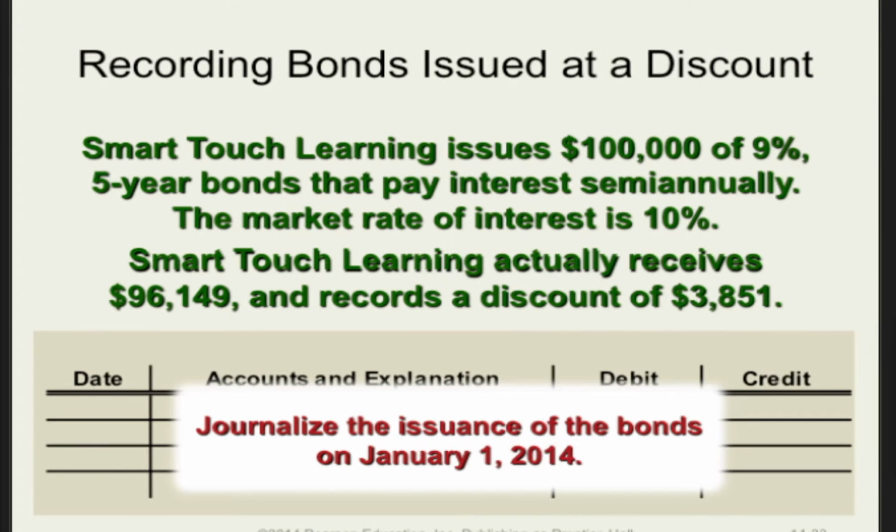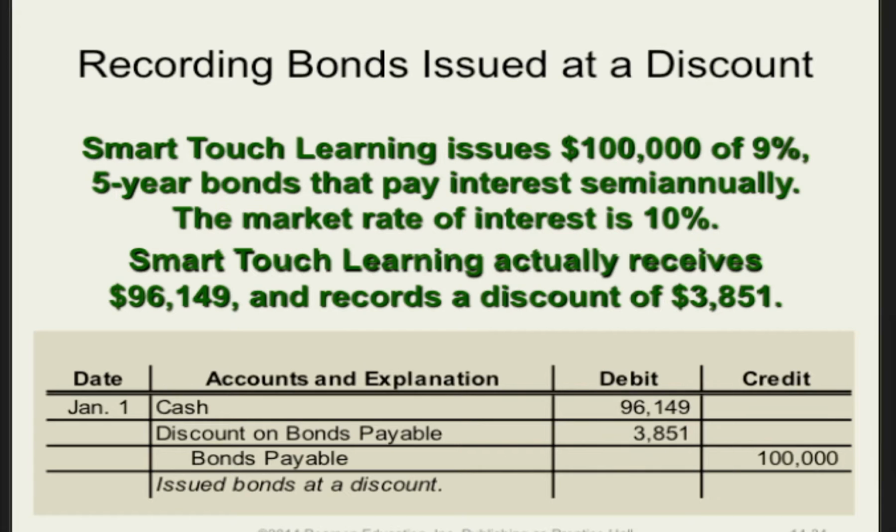Smart Touch Learning issues $100,000 of 9% 5-year bonds that pay interest semi-annually. The market rate of interest is 10%. Smart Touch Learning will actually receive only $96,149 for the bonds. The discount of $3,851 will be recorded as a bond discount. Record the issuance of the bonds. The journal entry will require a debit to cash for $96,149, a credit to bonds payable for $100,000 because that's the amount that we will owe in principal at the end of the bond term, and a debit to discount on bonds payable for $3,851.